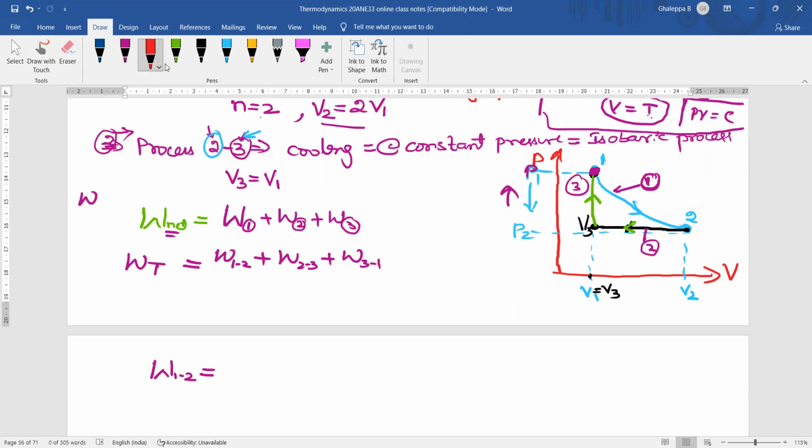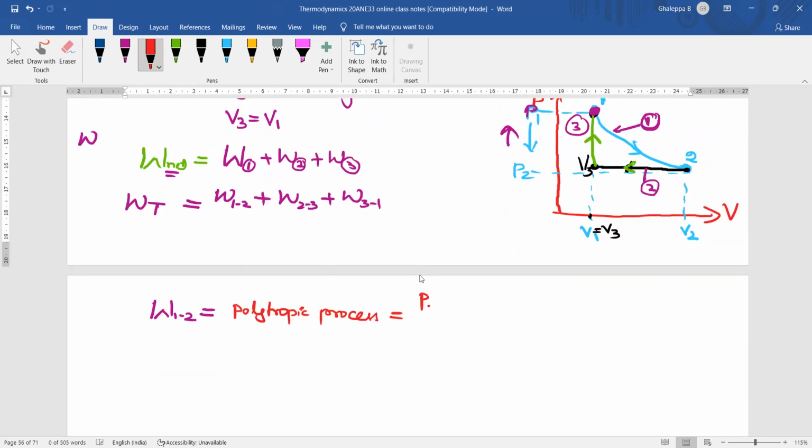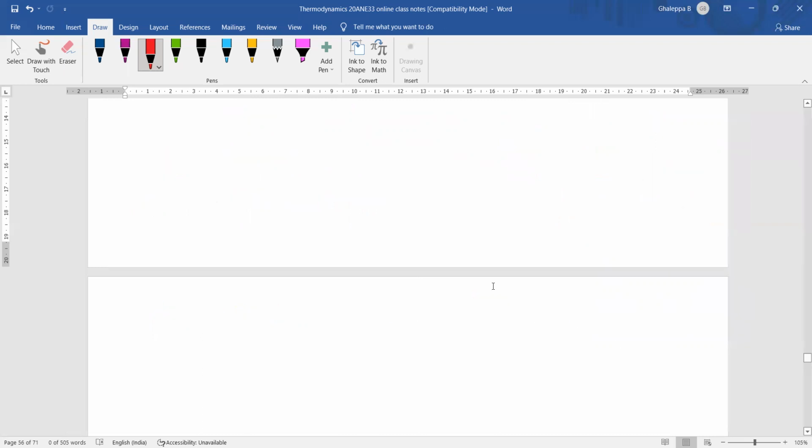W1 to 2 is a polytropic process. What is the expression for polytropic? We have discussed it in the previous video lecture. What is the general expression? First, tell me the equation. W equals P1 V1 minus P2 V2, divided by n minus 1. Now cross-check which values are given and which are not given.